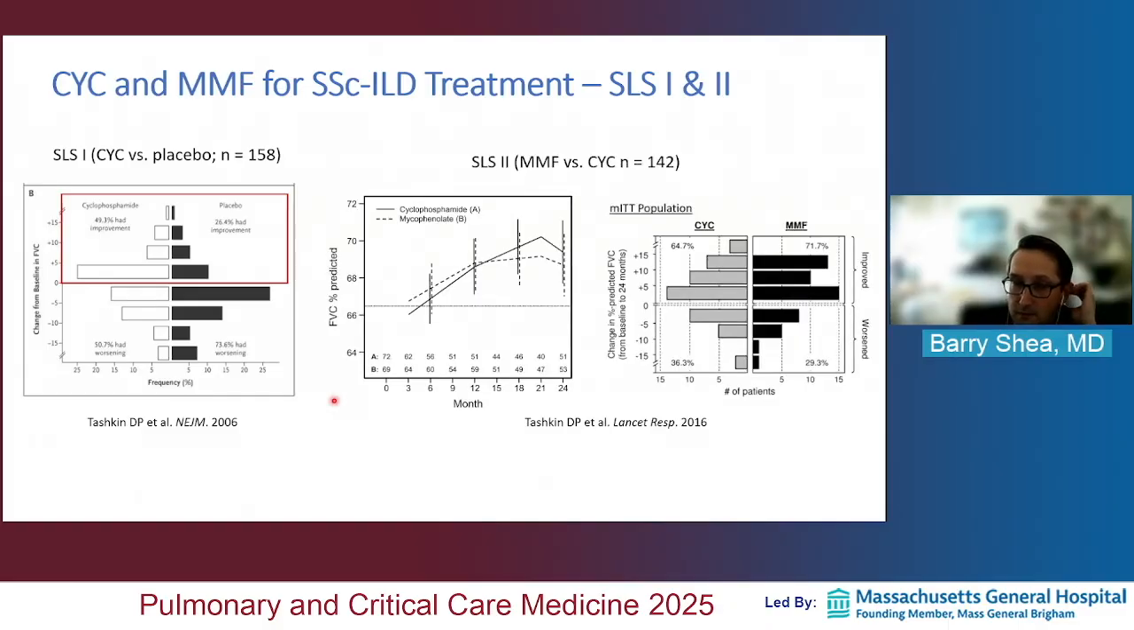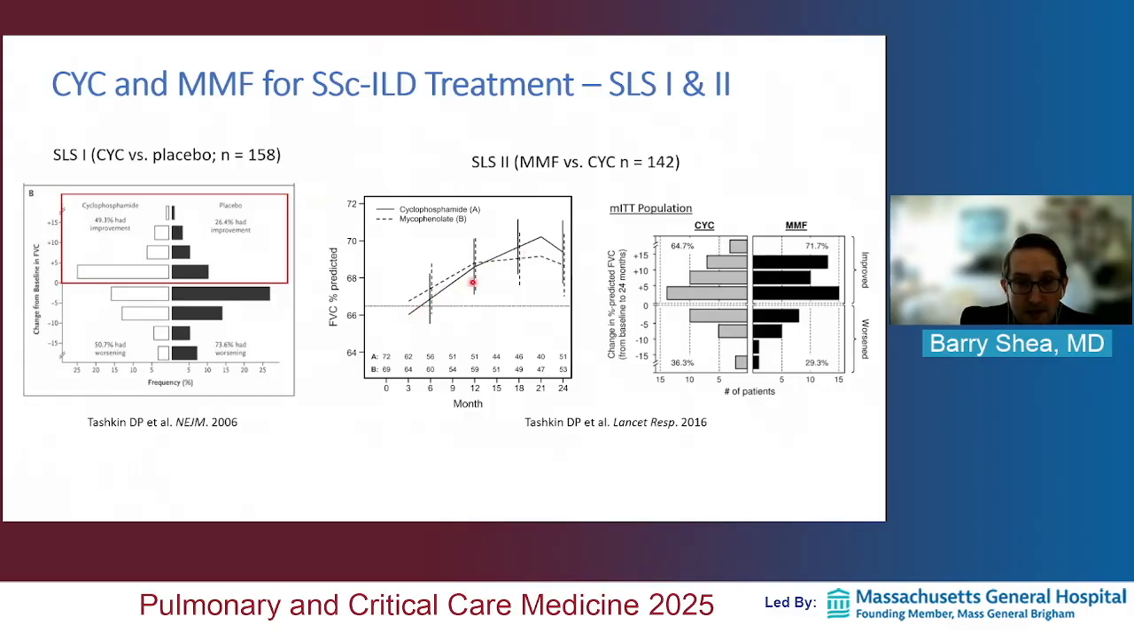That has since really been replaced by mycophenolate as our first line therapy for scleroderma lung disease. And this is based predominantly on the SLS2 study that was published now about 10 years ago. This was a phase 3 randomized controlled trial of mycophenolate versus cyclophosphamide in scleroderma lung disease. There was no placebo arm here because cyclophosphamide was considered standard of care. And in both groups, both mycophenolate and cyclophosphamide resulted in improvement in lung function over the course of the study.